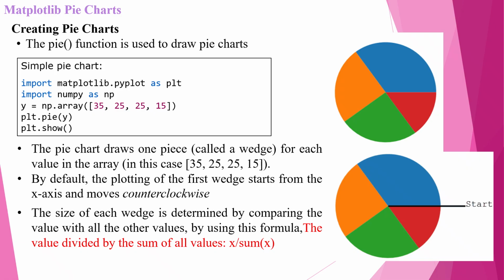Creating pie charts. This example shows how to create a pie chart using Matplotlib. The pie function is used to divide data into different segments, where each value in the array represents a portion of the whole. Each segment, also called a wedge, corresponds to a value, and its size is determined by comparing that value with the total sum of all the values. By default, the first segment starts from the x-axis and is drawn in a counterclockwise direction. Pie charts are useful for showing proportions or percentages in a dataset. Finally, the show function is used to display the chart.